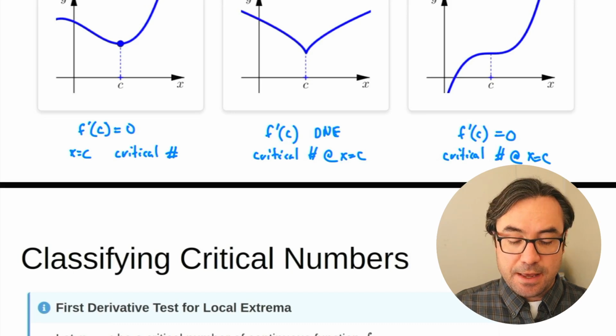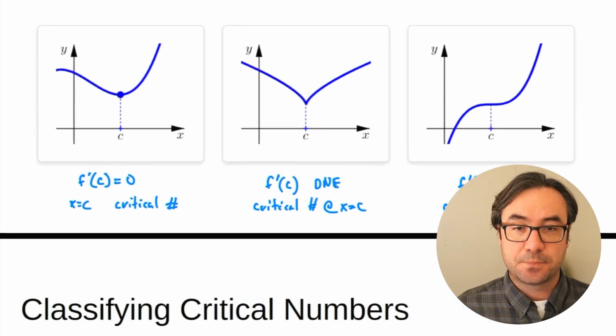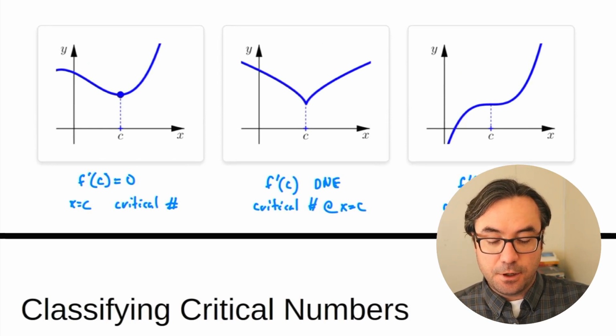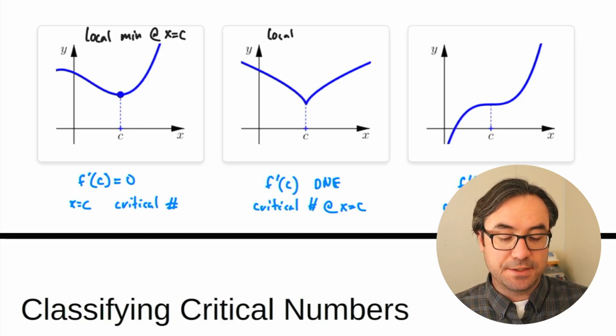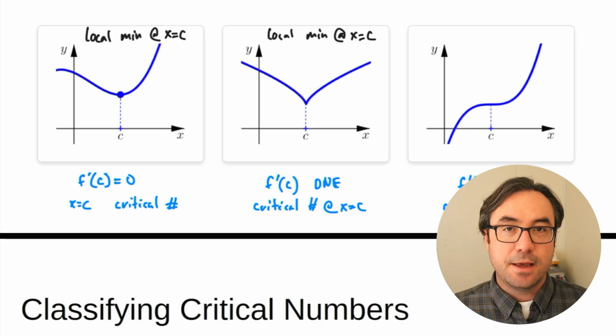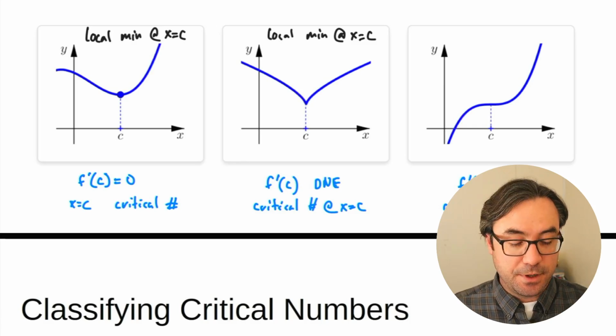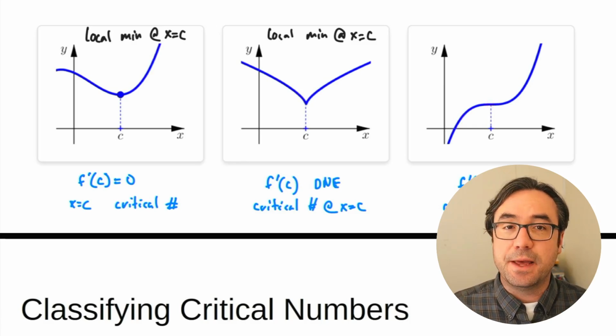But in the first two, we have a local min at x equals c. So both of these are local mins. These are low points on our graph. Now in the last one, the third one here, this is neither a max or a min.